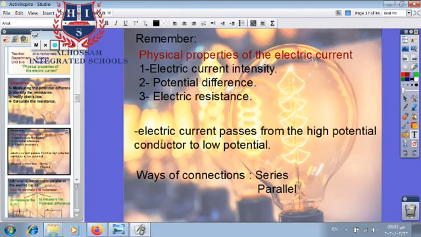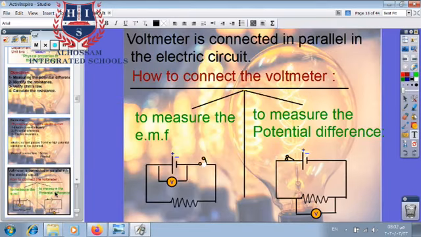Remember also that the electric current passes from the high potential conductor to the low potential one. And what are the ways of connection in the electric circuit? We have series and parallel. Do you remember what is the device used to measure the potential difference in the electric circuit? Yes, we took the voltmeter.